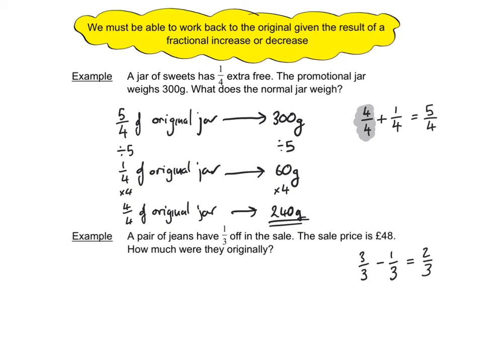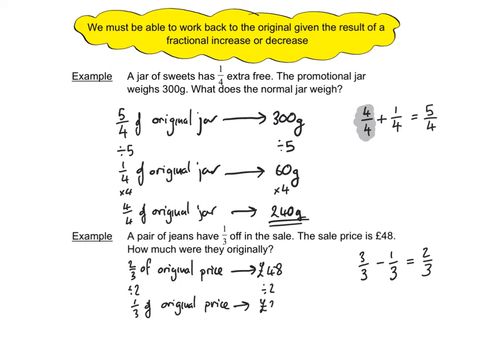So that 2/3 we're left with, that is £48. So 2/3 of the original price is £48. I need to work my way back to 3/3. So let's again set it up over here. 2/3 of original price is £48, and then I need to work my way backwards to 3/3. So I need to divide both sides by 2. That's going to give me 1/3 of original price is £24, and then multiply both sides by 3.